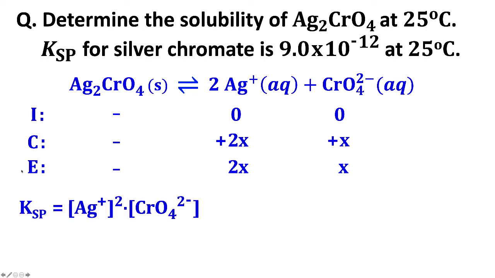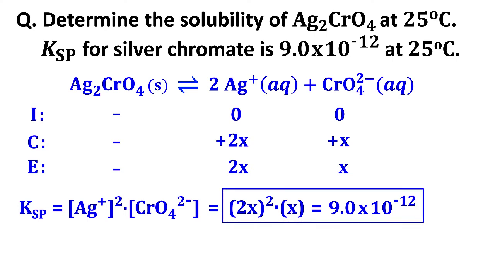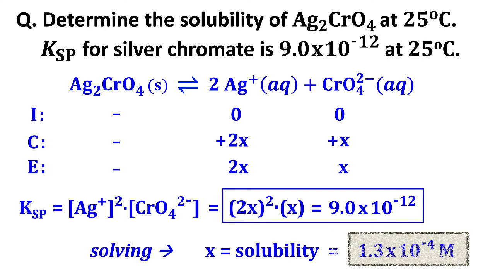And the K sub SP is equal to silver ion concentration squared times chromate ion concentration to the first power. So that's going to be the quantity 2X squared times X. And that product is equal to 9.0 times 10 to the minus 12th, the K sub SP value. So we have this expression to solve. It's going to be pretty easy to solve. 2X squared, quantity squared, is 4X squared times X makes it 4X cubed. And if we divide by 4 and then take the cube root, we end up getting X, which is the solubility, is equal to 1.3 times 10 to the minus 4th molar.